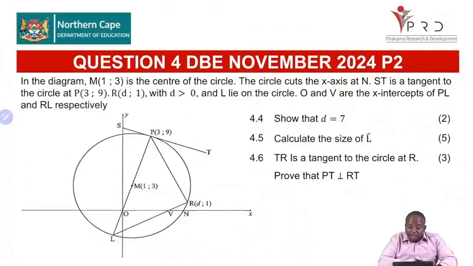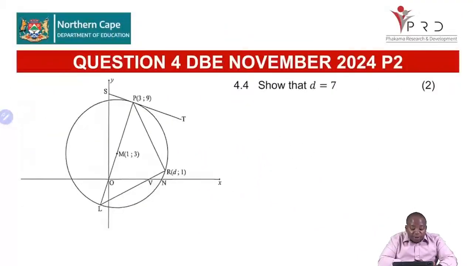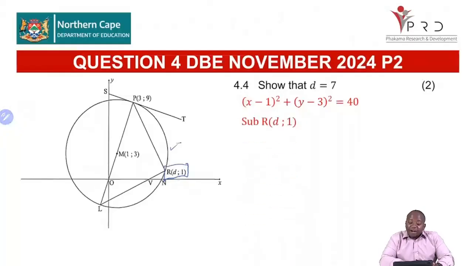Welcome back, grade 12. Let us look at 4.4. Now 4.4 reads as follows. Show that d is equal to 7. Now remember, d is the x coordinate of r, and this x coordinate of r lies on the circle. And we already have the equation of the circle from the previous question. Then we can now take that equation of the circle. We are going to substitute the coordinates of r, which is the x value of r is d, and the y value of r is 1.